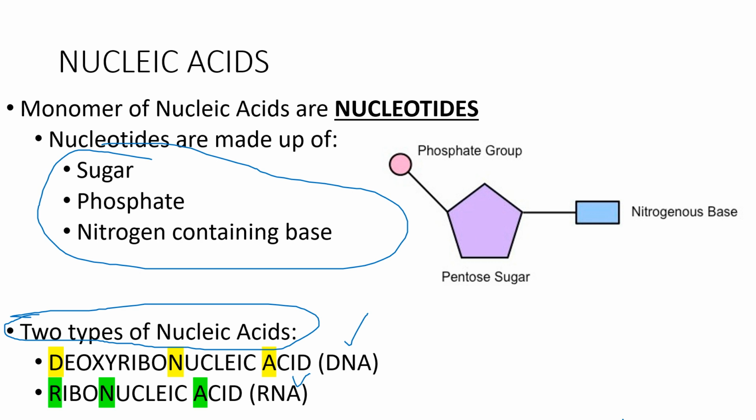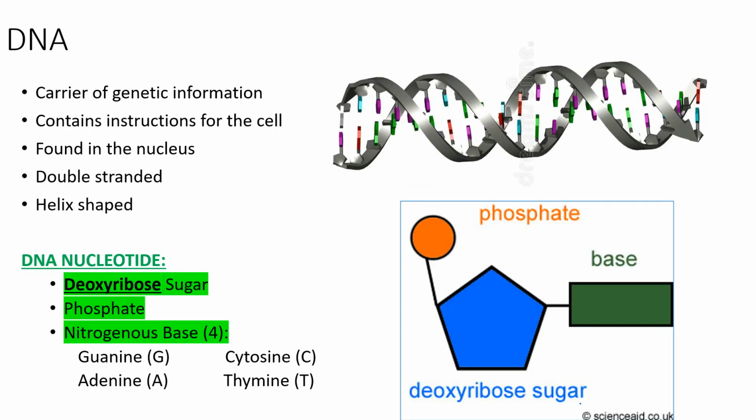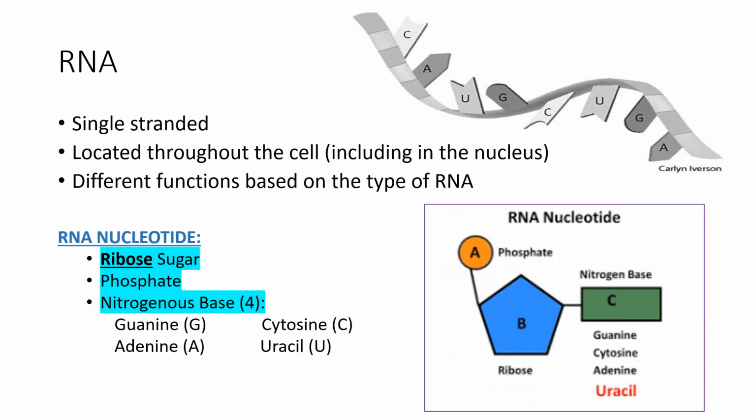And how are the nucleotides different for each of the nucleic acids? So the nucleotide for DNA is deoxyribose sugar, and it's made up of guanine, cytosine, adenine, and thymine. Yeah, it has the phosphate there. Whereas the RNA nucleotide is a ribose sugar and contains guanine, cytosine, adenine, and uracil. So the difference is the sugar, and the 4 bases are not the same. DNA has thymine as one of the bases, where RNA has uracil as one of the bases.